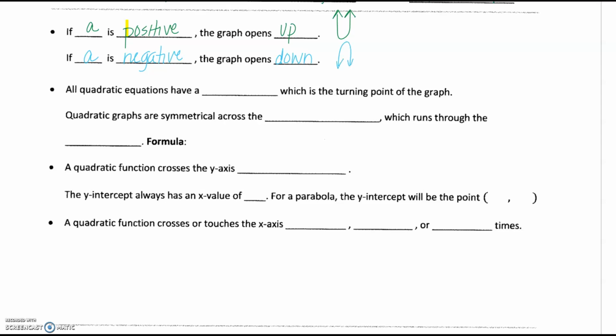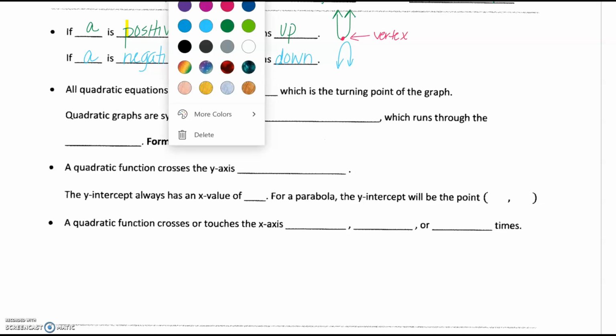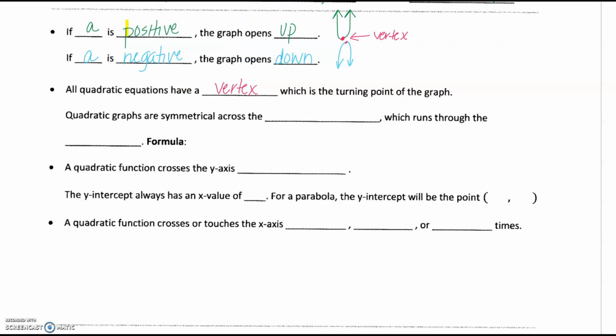All quadratic equations have a vertex, which is the turning point of the graph. On our green parabola here, the vertex is the lowest point of that parabola. That's our vertex. Let me write that a little more clearly. In the parabola that opens down, our vertex is the highest point. So in this one, that is our vertex.